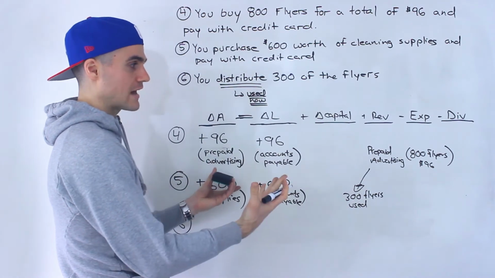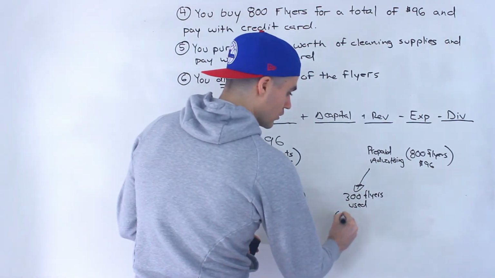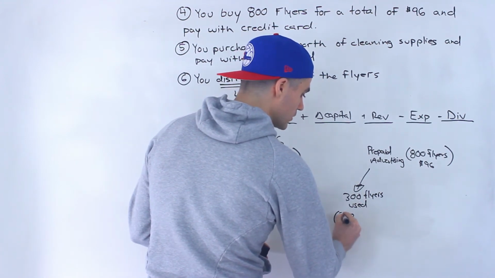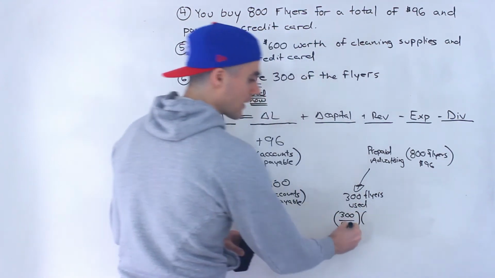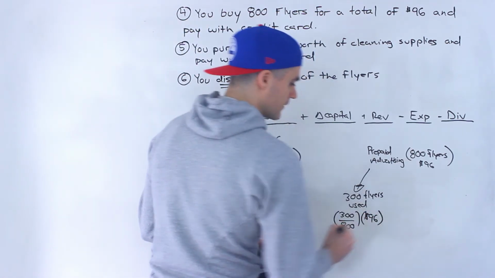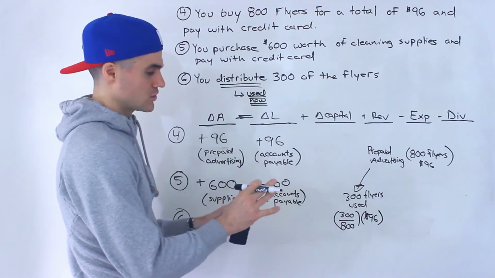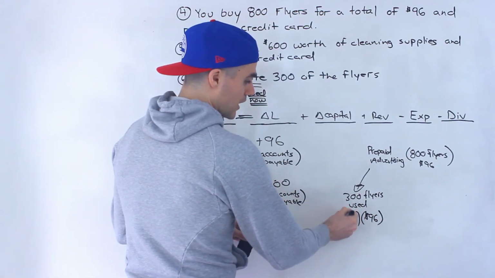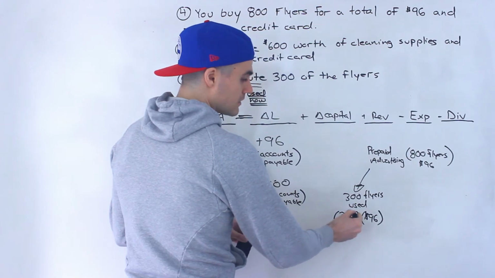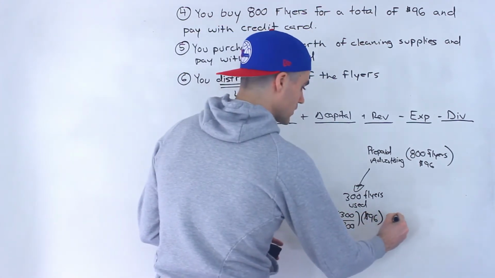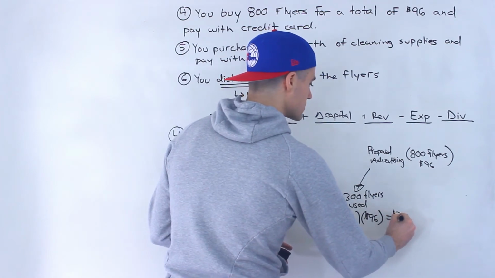But what's the value of that expense going to be? Well, 300 of the 800 flyers are being used, and we know that the 800 flyers had a total value of 96. So we would just proportion it out. 300 over 800, that's like 3 over 8. That simplifies to 3 over 8, and then 3 over 8 times 96 would give us $36.